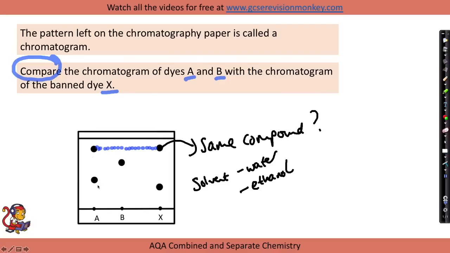The position of this colour on dye A does not match that of dye X, and you can see for dye B it only has one colour here, and it doesn't match at all with dye X. Now because dye B's got one colour and one colour only, this tells us that dye B is a pure substance because it only contains one compound.